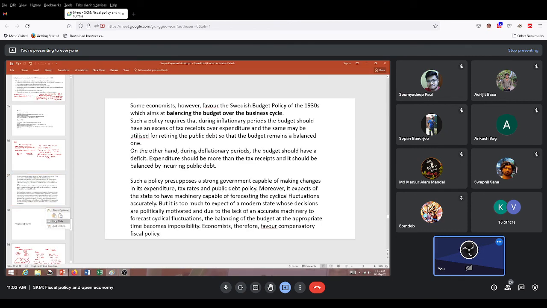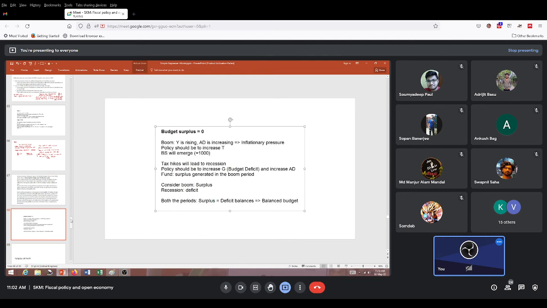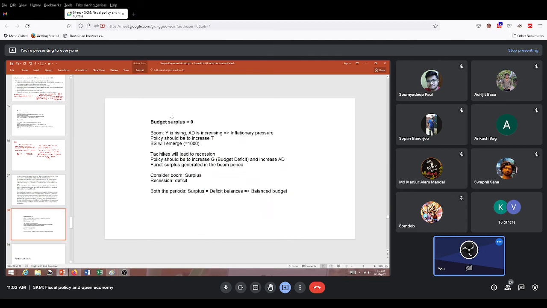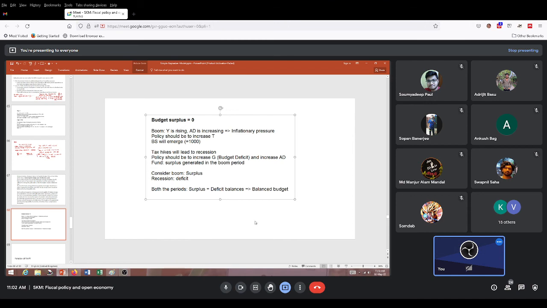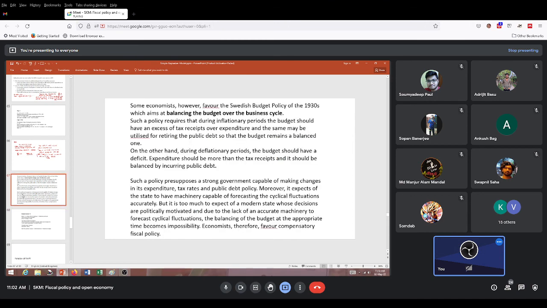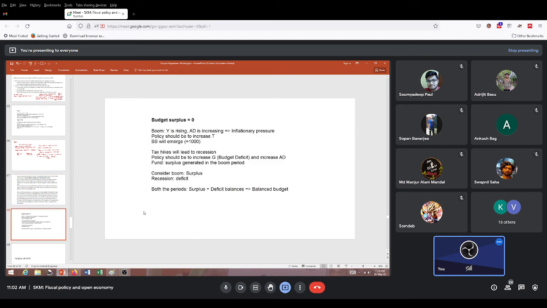So this is what I have said in the earlier slide. The problem is that you'll always have to change the policy. It's not a stable policy. You'll have to change it. So during booms, you'll have to go for tax hikes. During recession, you'll have to go for tax cuts. See, theoretically, it's very easy.